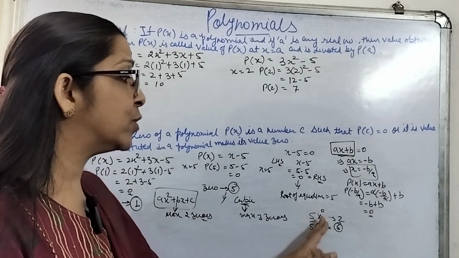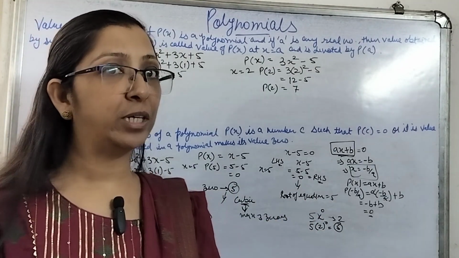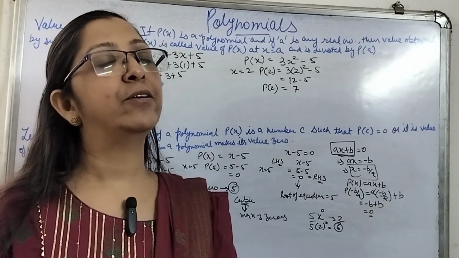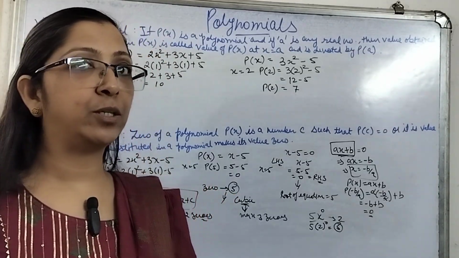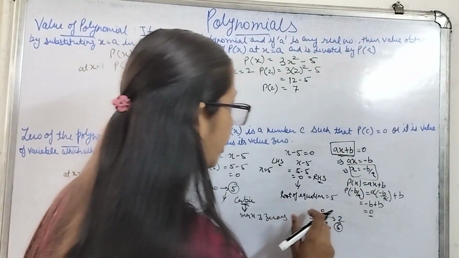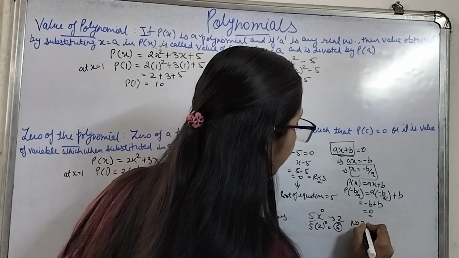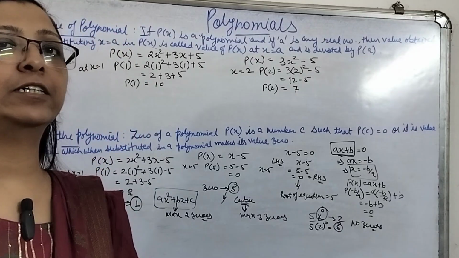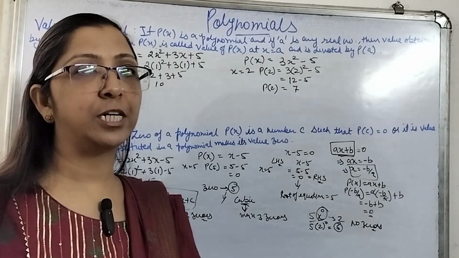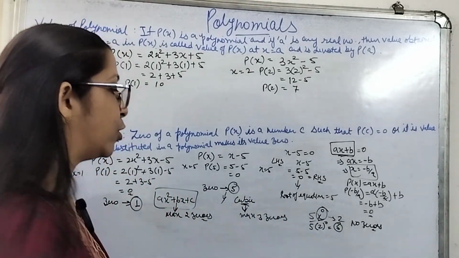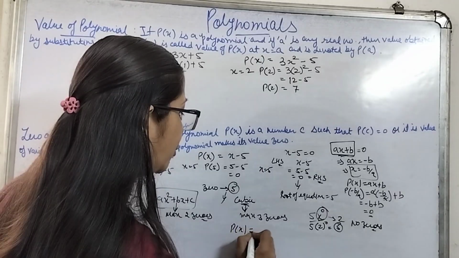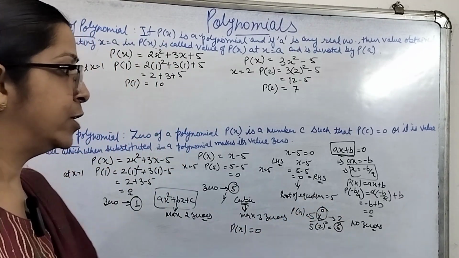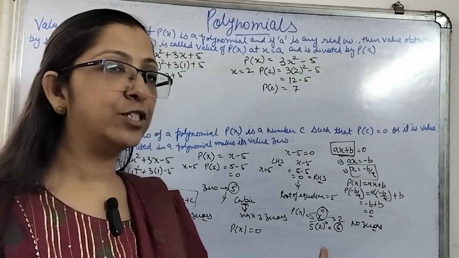That means whatsoever the value of the variable you are going to keep, its value will be equivalent to the constant only. It is never ever going to become equivalent to 0. That means for a constant polynomial, no zeros are possible. There is no value of the variable for which your polynomial will turn to 0. This was your constant polynomial, that was p(x) equivalent to 5. So no zero is possible for any constant polynomial.